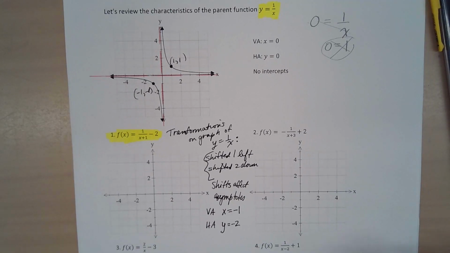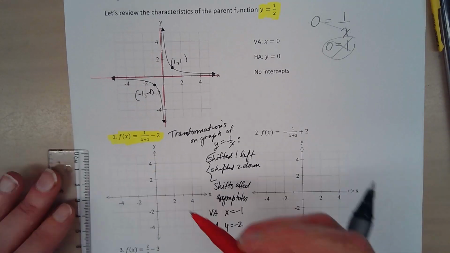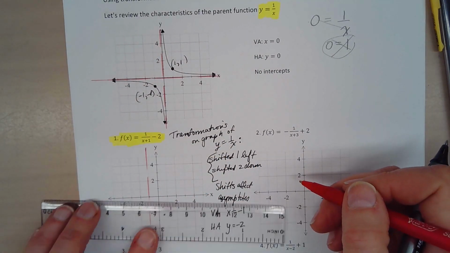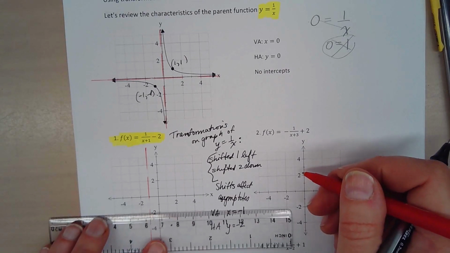That's it. So that's one way you can graph. So now I'm just going to adjust my asymptotes. So here's my vertical asymptote. Here's my horizontal asymptote.